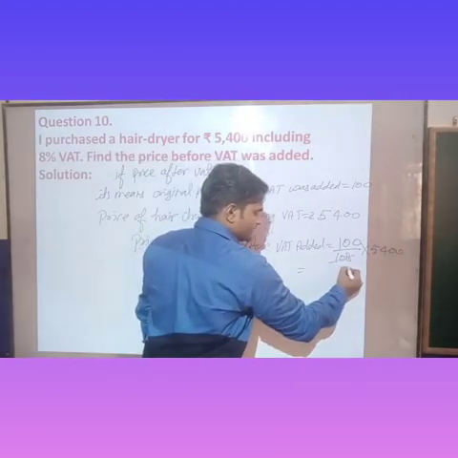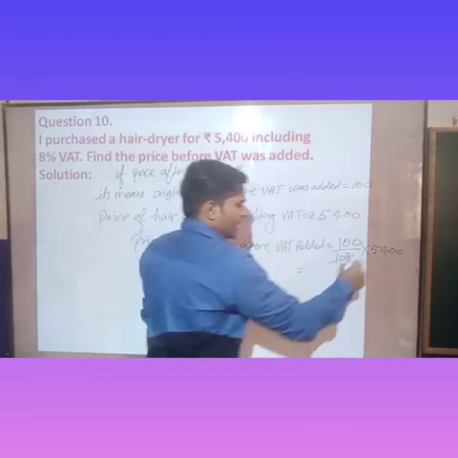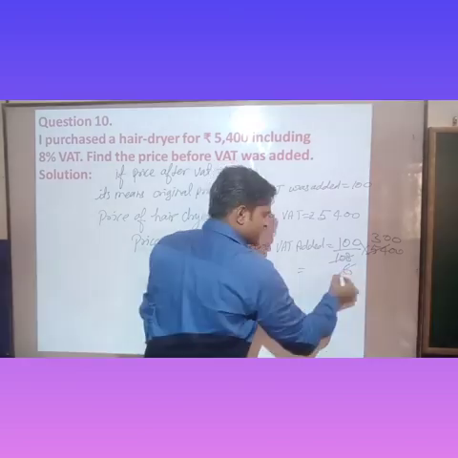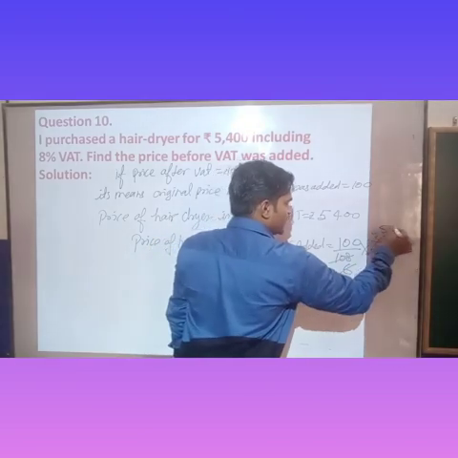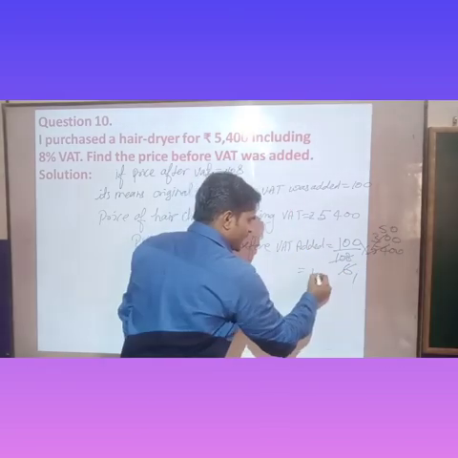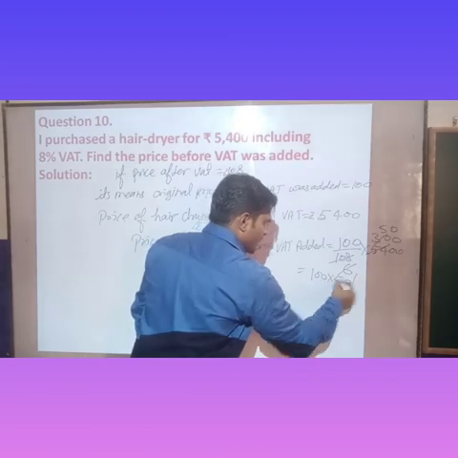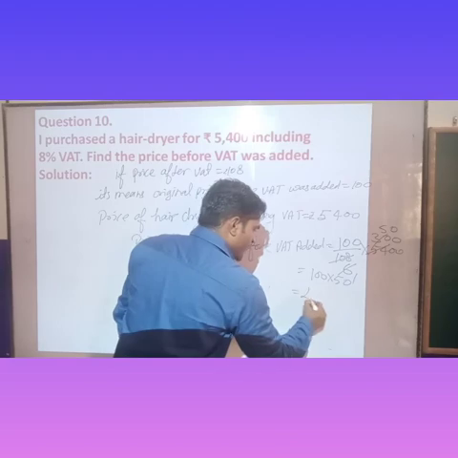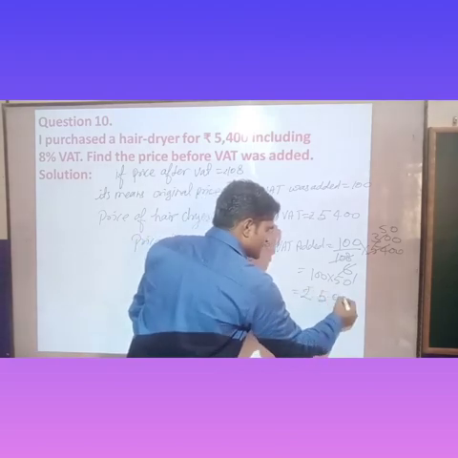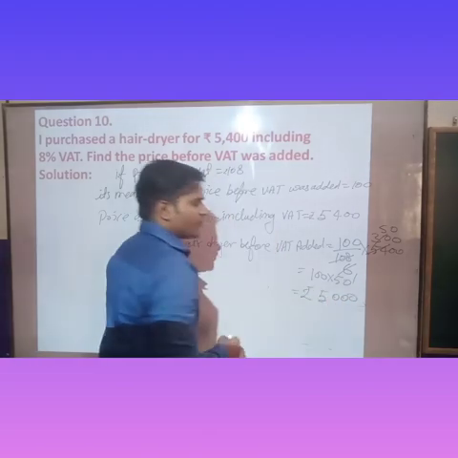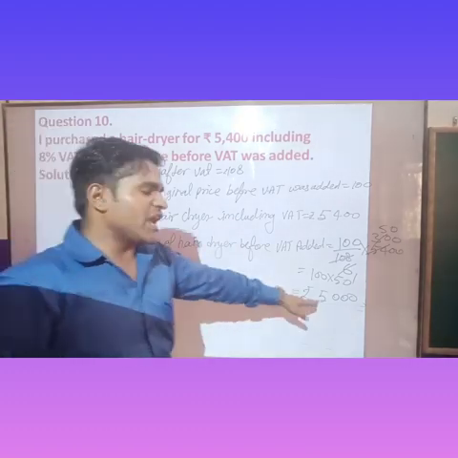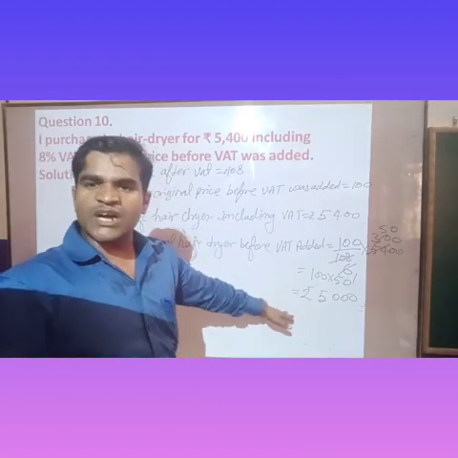Yes children. Now we will solve it. 18 times 6 is 108, and 18 times 3 is 54. Now 6 ones are 6, 6 fives are 30, which means 50. So 100 multiplied by 50, that will be 5,000. So what was the price of the hair dryer before VAT was added? That was 5,000.